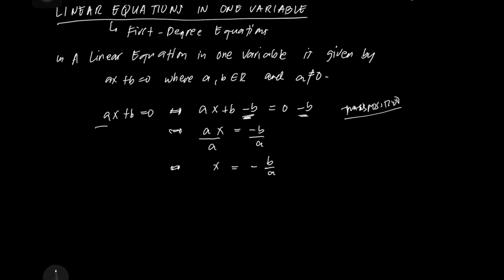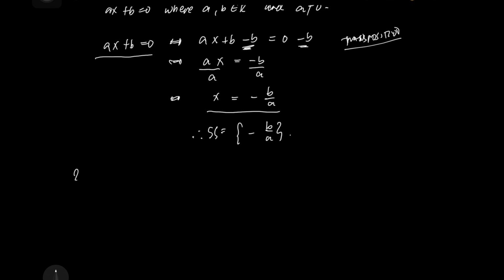So in the equation ax plus b equals 0, the solution is negative b over a. Example, if we have 2x plus 5 equals 6. Question: is this in the form of ax plus b equals 0?